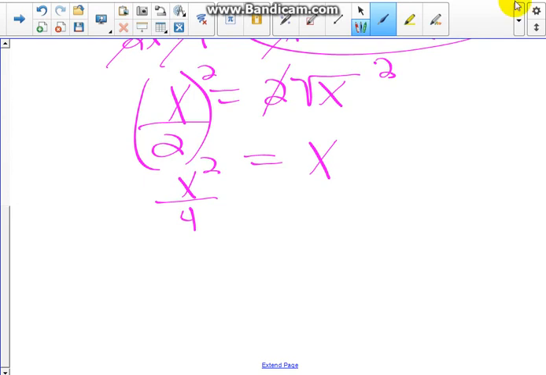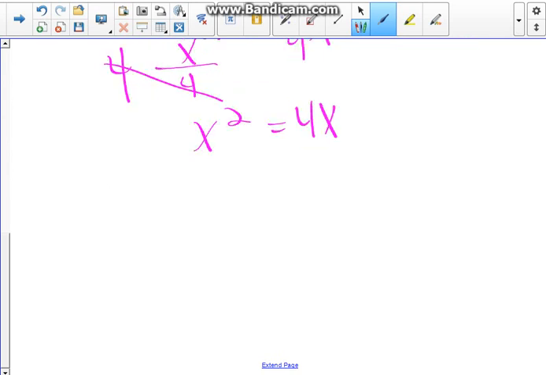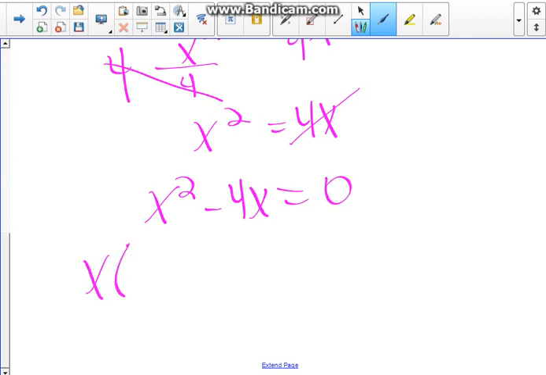And actually, I'm going to take it all out of fraction form. So I'm going to multiply each side by 4. And I have x squared equals 4x. So now I'm going to subtract this 4x from each side. And it leaves me with x squared minus 4x equals 0. And now I can factor out an x right here.